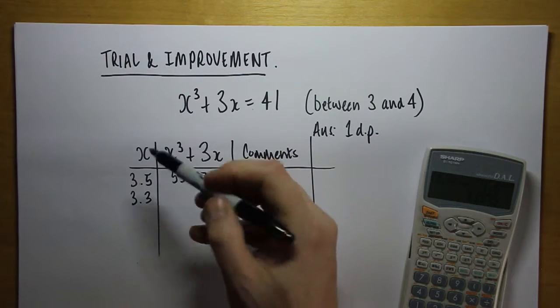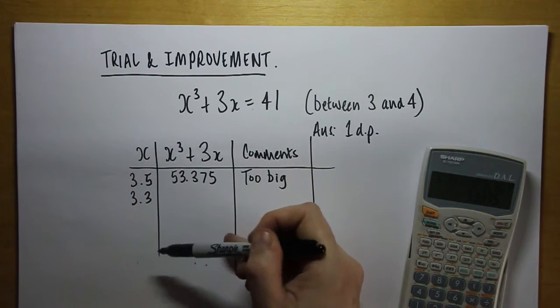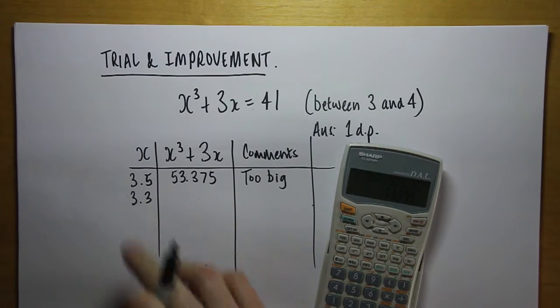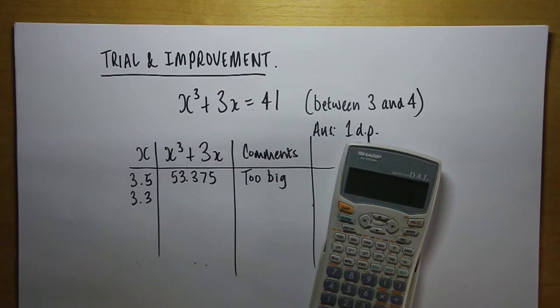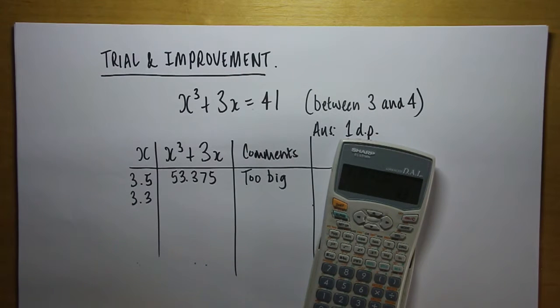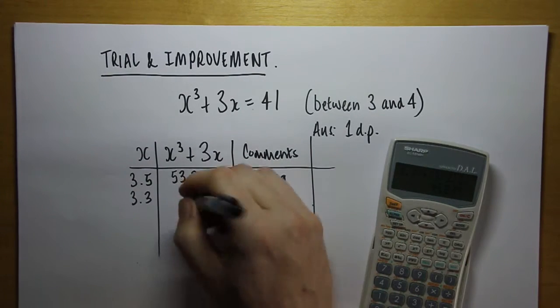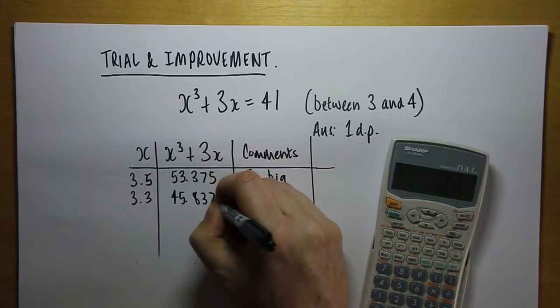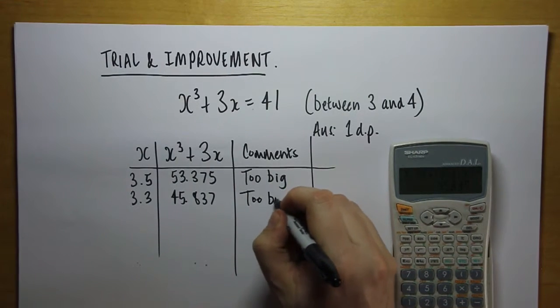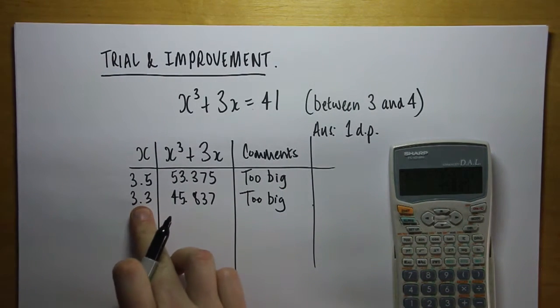And by the way, the choice of these guesses here is down to you. Not everyone's will be the same. I'm going roughly halfway between 3 and 3.5. So again, we'll do the same. We'll put 3.3 in. 3.3 cubed plus 3 times 3.3 gives us 45.837. Now again, that's too big. That's too big as well. Okay. So it's lower than that.